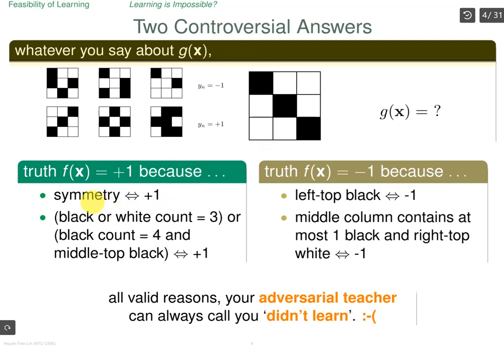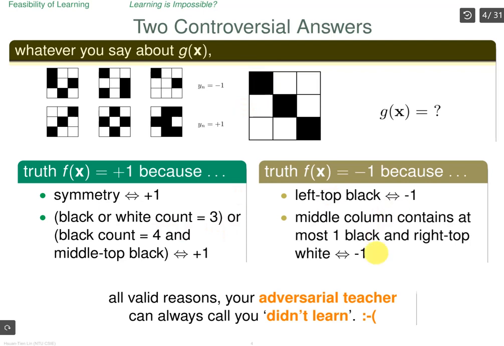It could be +1 because of the symmetry of these patterns. Here we see some symmetric patterns. For example, this one is symmetric, another one, these shapes are symmetric. Or just count: black and white counts are equal, 3 black counts and 3 white counts. Or black count equal to 4, with the middle top black. Middle top black here, black here, black here. Also here we have a black one.